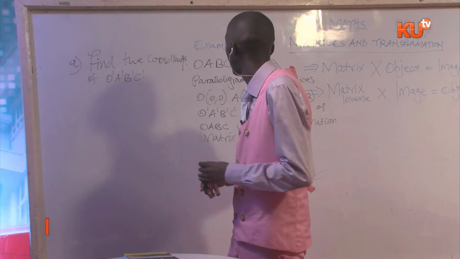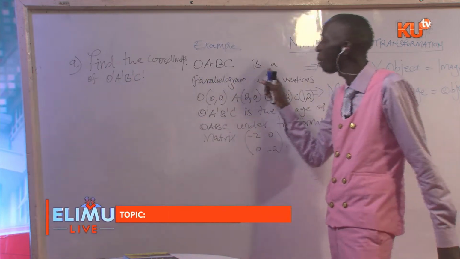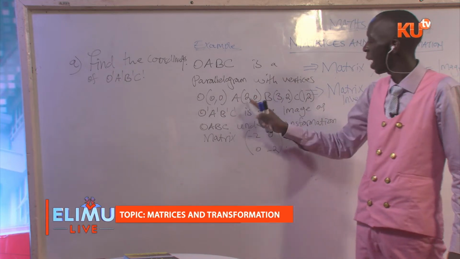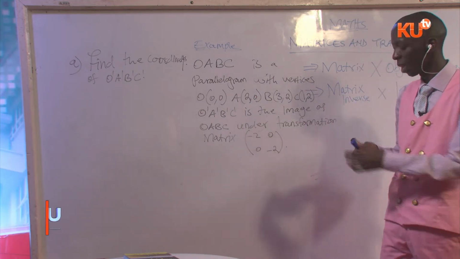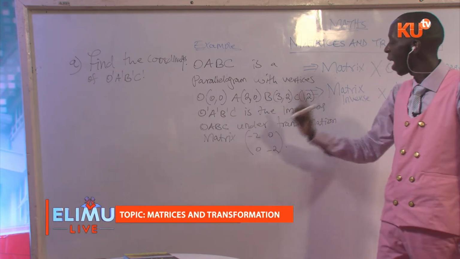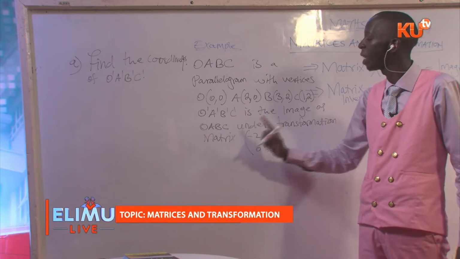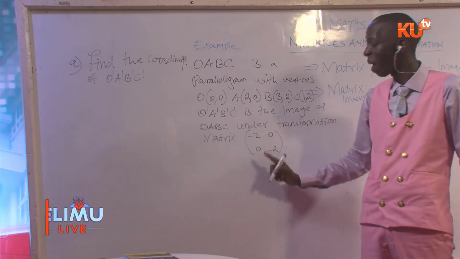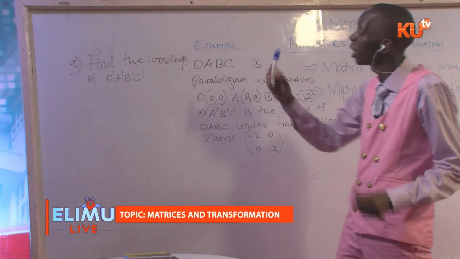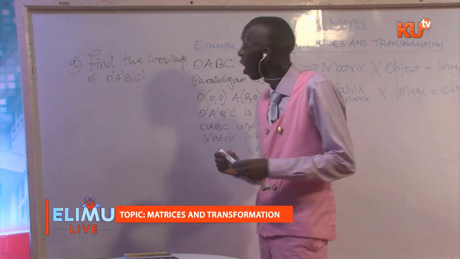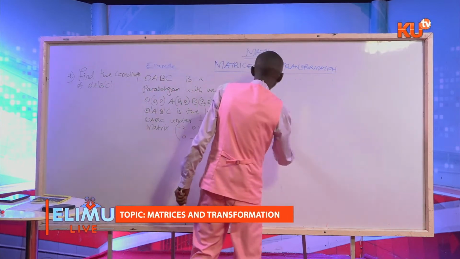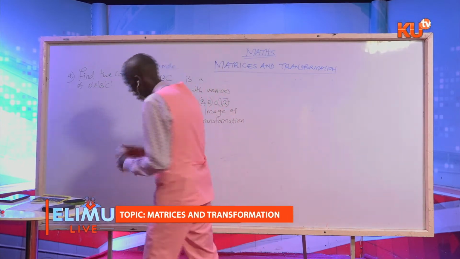So we are told OABC is a parallelogram with vertices OABC. O prime, A prime, B prime, C prime is the image of OABC under the transformation matrix -2 0 0 -2. Then you are told find the coordinates of the image. Let us see how we do that question. Solution.